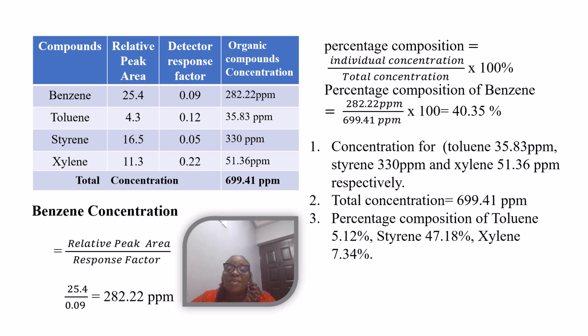We may be told to calculate the percentage concentration. Let's use benzene again. Percentage composition of benzene equals individual concentration divided by the total concentration times 100%. Individual concentration of benzene is 282.22 ppm divided by 699.41 ppm multiplied by 100, and it will give us 40.35%. We can also apply the equation and calculate the percentage composition of toluene, which we got as 5.12%, for styrene 47.18%, and for xylene 7.34%.